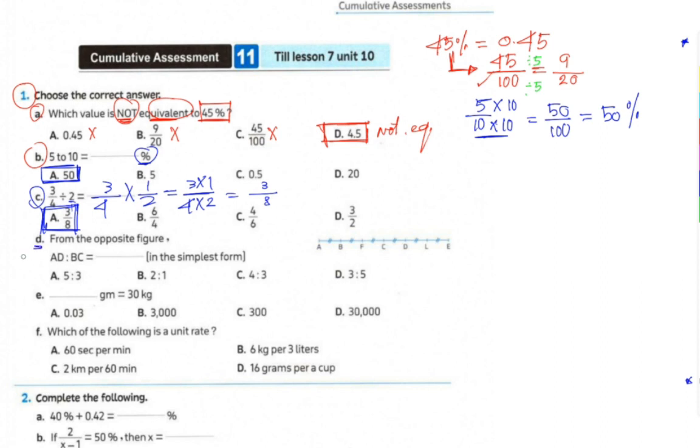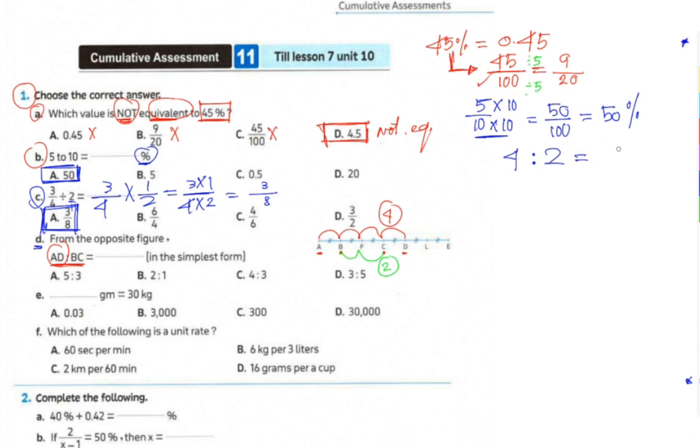Next point D. From the opposite figure, I need to find the ratio between AD and BC. Where is AD? I have here A and D. How many steps? 1, 2, 3, and 4. That's 4 steps. And the second term, BC, from B to C: 1, 2. That's 2 steps. That means the first term is 4 and the second term is 2. 4 to 2, and I need to write it in simplified form.